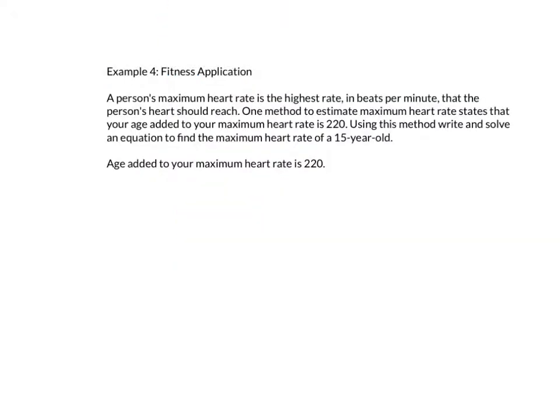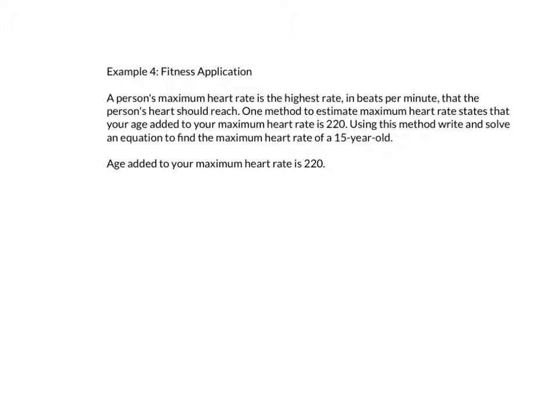Okay, so example 4 on page 19. A person's maximum heart rate is the highest rate in beats per minute that a person's heart should reach. One method to estimate the maximum heart rate states that your age added to your maximum heart rate is 220. Using this method, write and solve an equation to find the maximum heart rate of a 15-year-old.